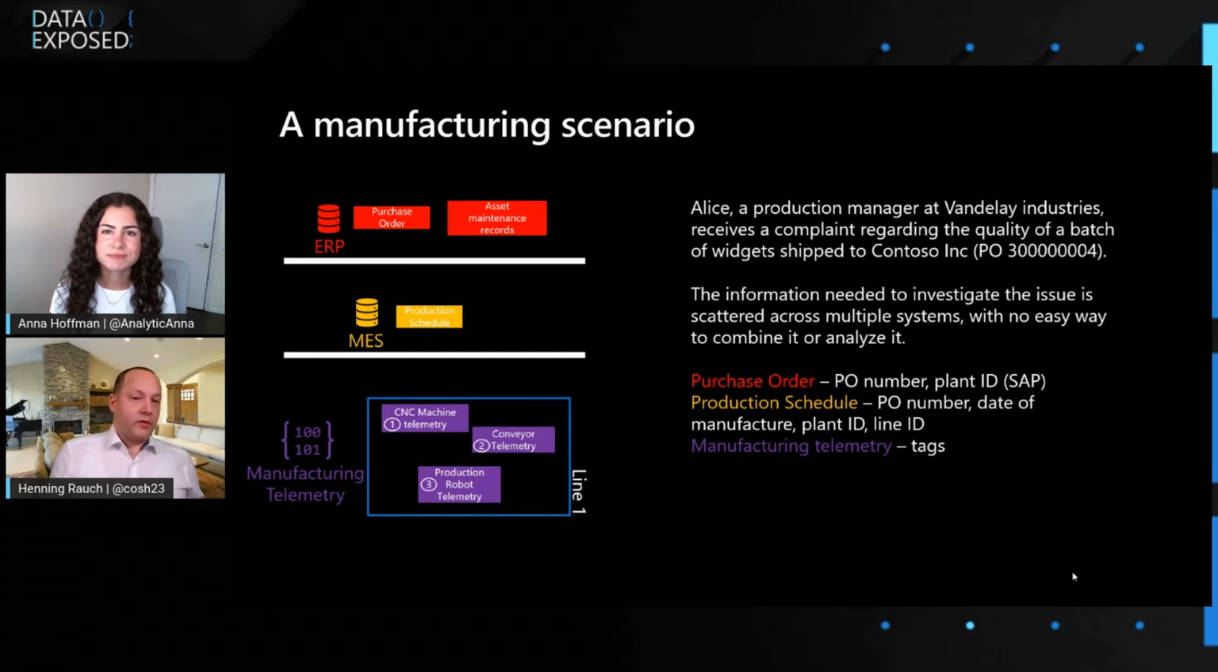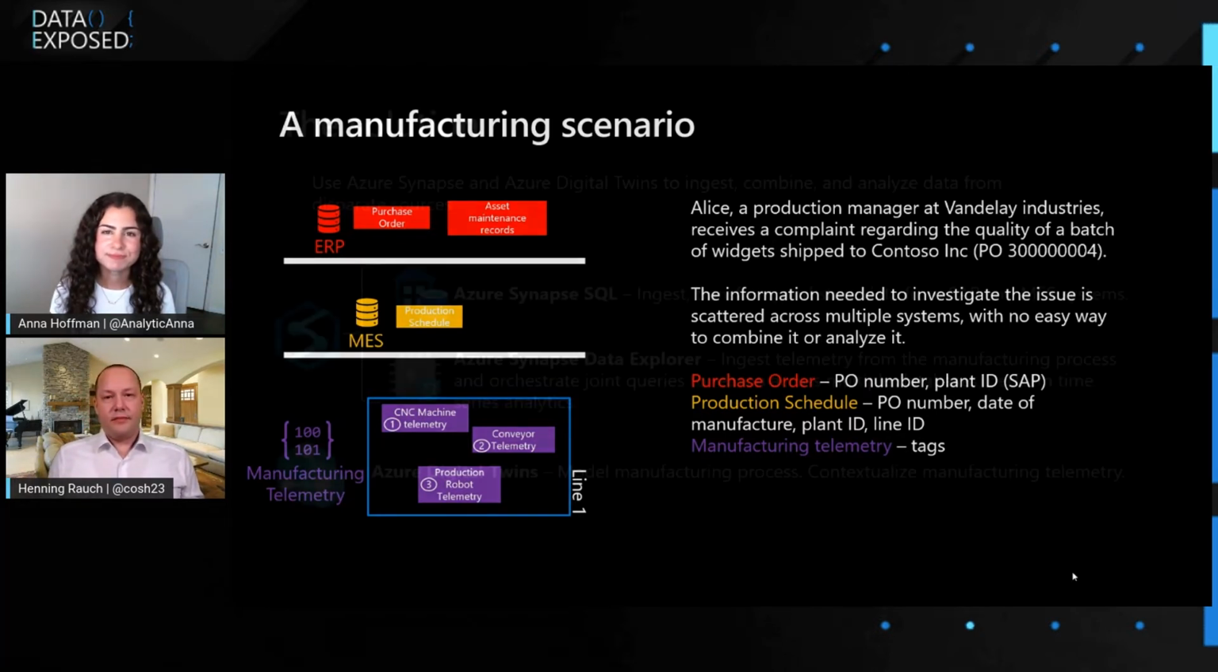We have data from an ERP system, such as purchase orders. We have data from a manufacturing execution system, such as the production schedule. And we have a ton of telemetry data coming from all different machines on the production line.